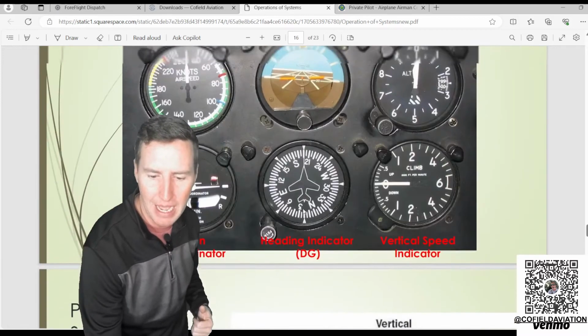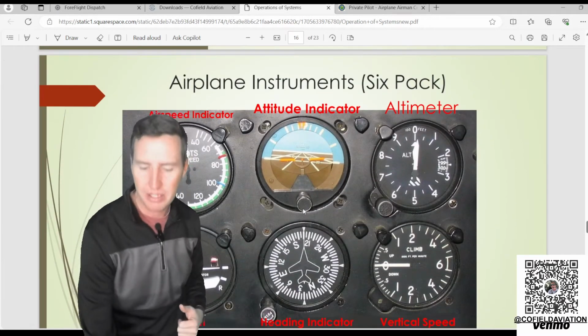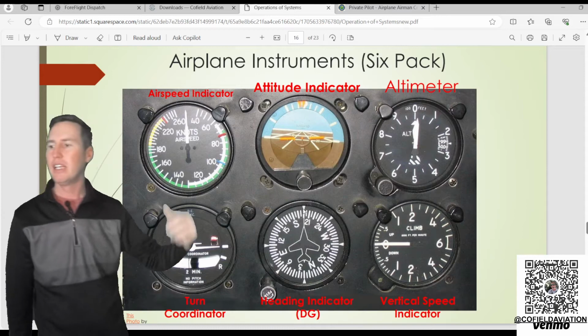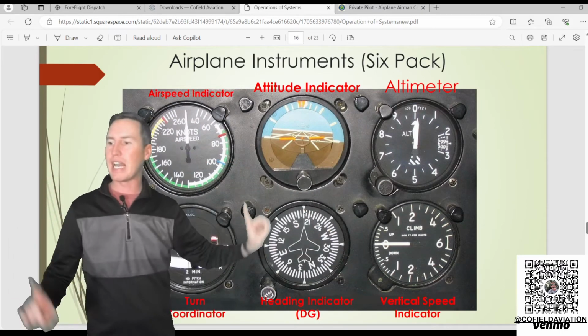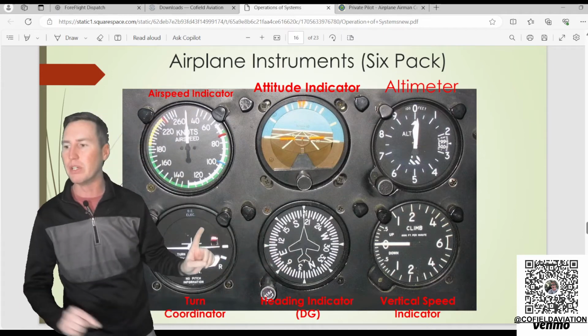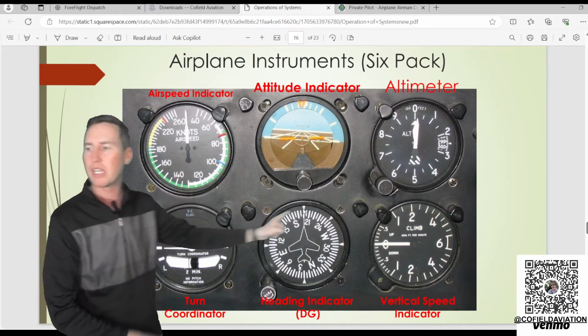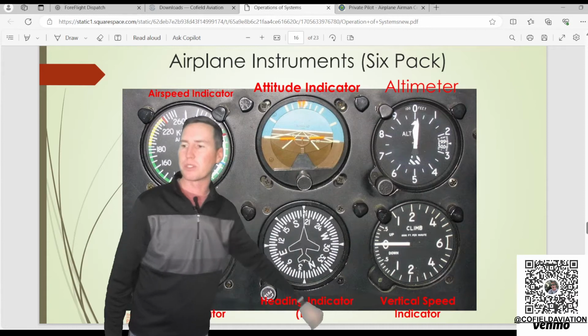Okay, so we're going to go back here to the 6-pack. So now that you have a firm understanding of the airspeed indicator, altimeter, and vertical speed. So again, the static port, what does it send information to? It sends information to the airspeed indicator, altimeter, and vertical speed.